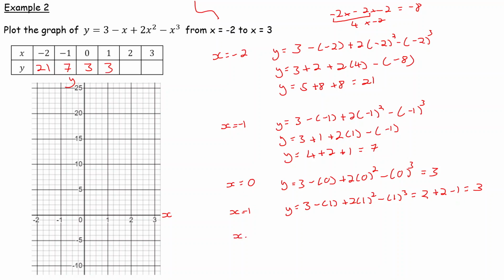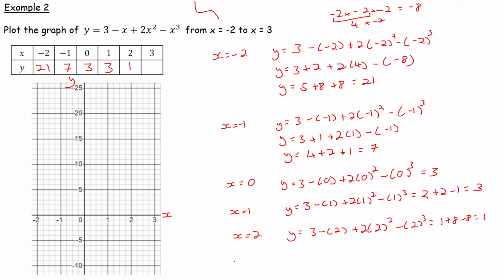Let's keep going. When x is equal to 2, we're going to get 3, take away my x value, which is now 2, plus 2 times x squared, so 2 squared, take away 2 cubed. Okay, so 3 take away 2 is 1. 2 squared is 4, so 2 times 4 is positive 8, so plus 8. 2 cubed is positive 8, but it's take away 8, so take away 8. Well, 8 take away 8 is 0. I've got the 1 left over, so 1 is my answer there.